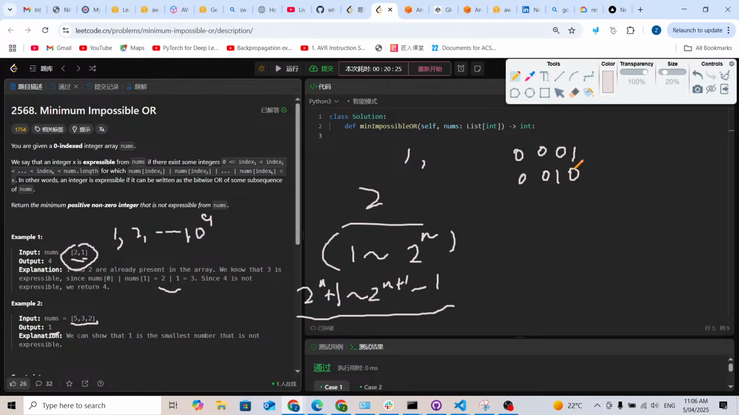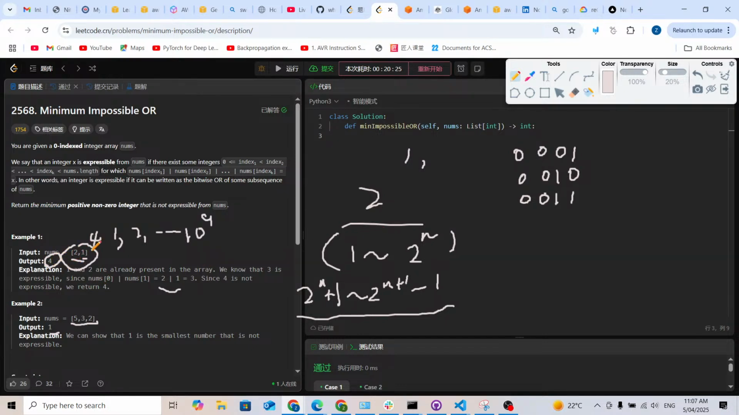Now, we have 2 to the power of n equal to 1, so n is 1. This means we're going to have the numbers from 2 to the power of n plus 1 minus 1, which is 3. So after combination, we're going to have a 3, like this by the OR operation. Now, what is missing? Number 4 is missing, so we return 4.